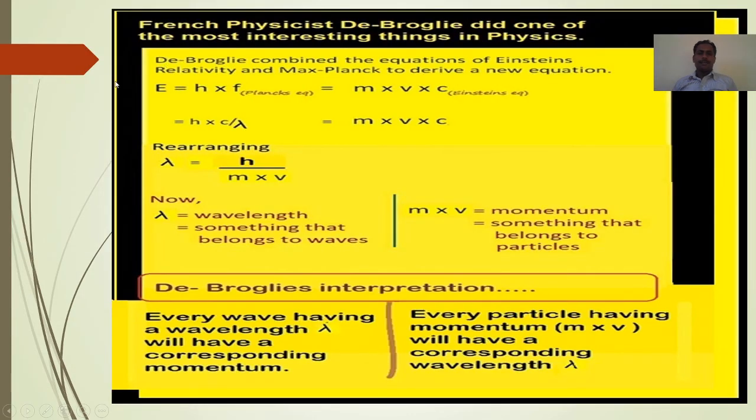He derived this equation as E is equal to h mu, where mu is a frequency, which can be written as c upon lambda. So E is equal to hc upon lambda. Rearranging this equation, instead of the velocity of light we write the velocity of the particle. So lambda is equal to h upon m into v, and m into v is the momentum. Therefore, lambda is equal to h upon p.